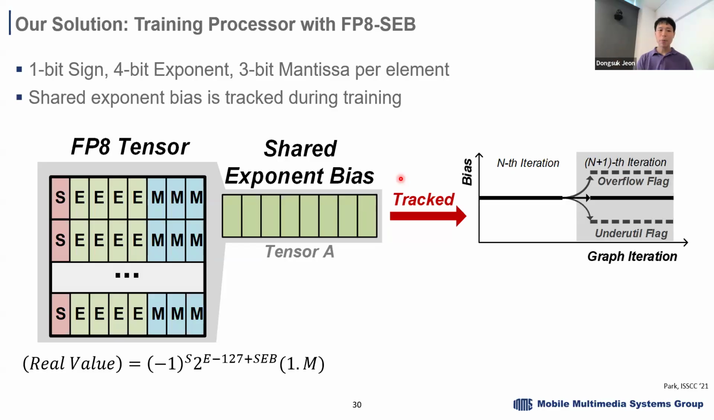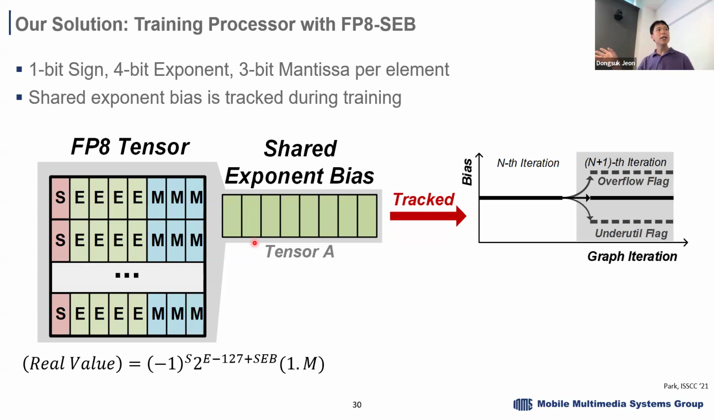So this is what we proposed. First, we came up with a new data format. Here, essentially, all the values are represented using FP8 floating point format, but that was not enough because the dynamic range was too narrow. So that's why we added a shared exponent bias here. This exponent bias is shared across all the elements in a single tensor.